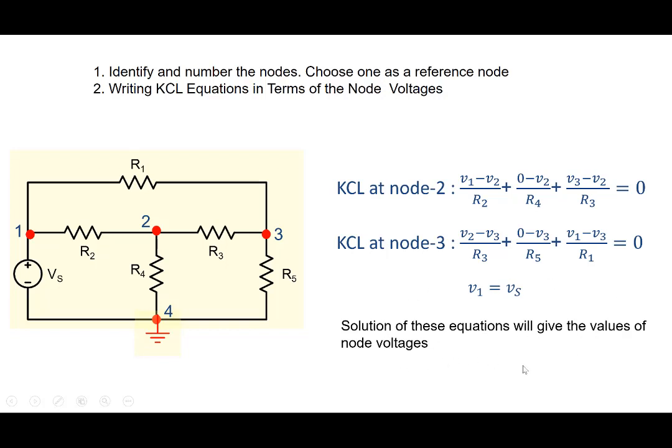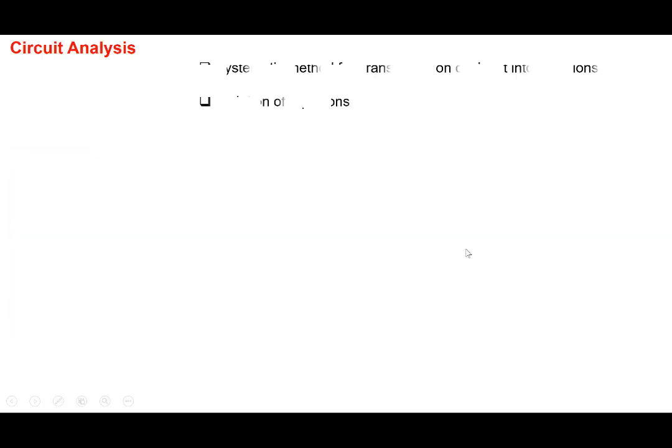The solution of these equations will give us the values of the node voltages in the circuit, right? So that's a well-defined, systematic method of identifying the nodes, numbering them up, choosing a reference, and then writing KCL at these nodes to generate equations which, upon solution, will give you the values of the unknown node voltages.